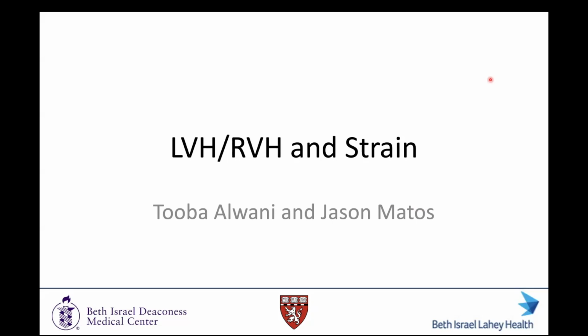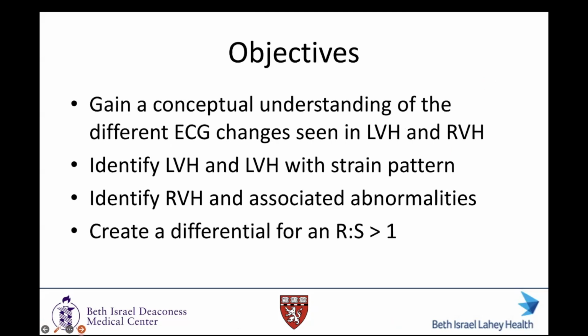Today's session is going to be on LVH, RVH, and strain. So the goals of this session, the objectives are to gain a conceptual understanding of the different EKG changes that we see in LVH and RVH, to identify LVH and LVH with strain, to also identify RVH and associated abnormalities, and to create a differential for an R to S ratio greater than 1. We'll get a little bit into what that means later.